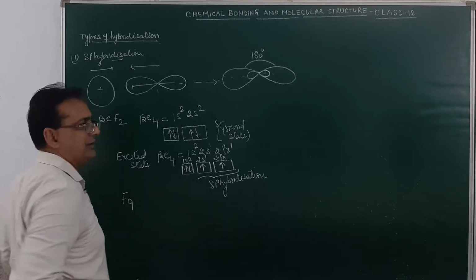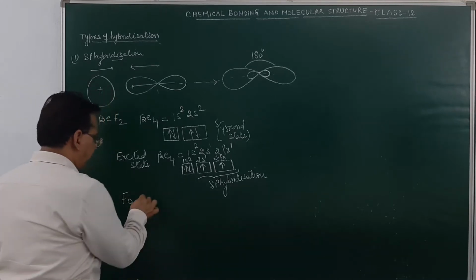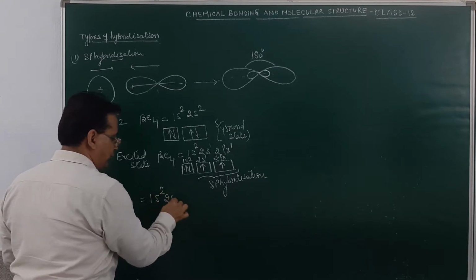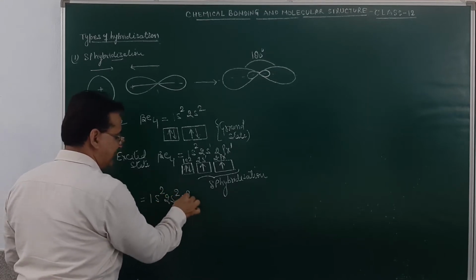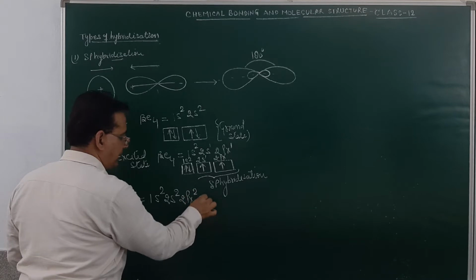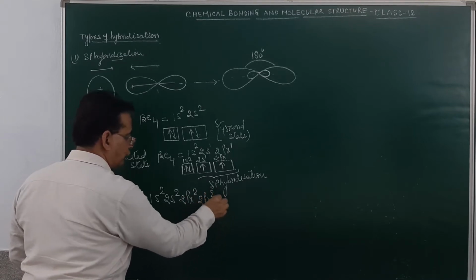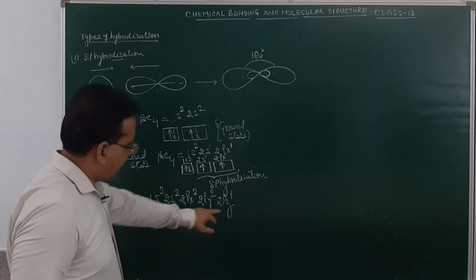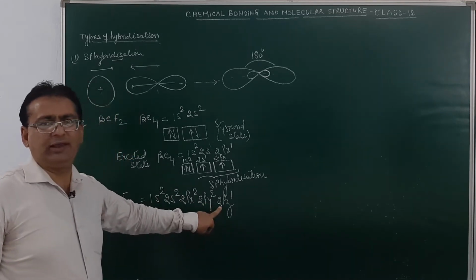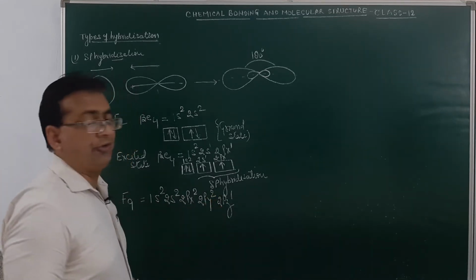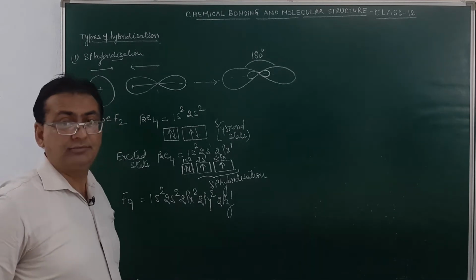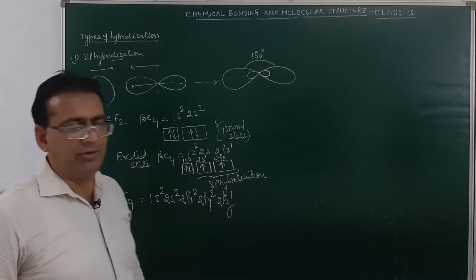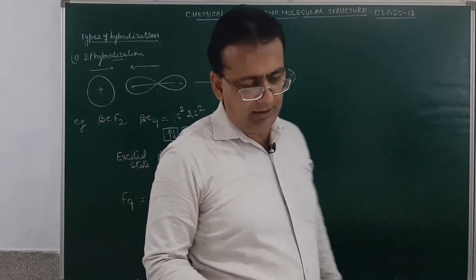Now we have fluorine. The fluorine atomic number is 9. The configuration will be 1s2, 2s2, 2px2, 2py2 and 2pz1. Am I clear? So here the pz orbital has 1 electron. Now what is the shape of the pz orbital? Dumbbell. The pz orbital is dumbbell in shape.